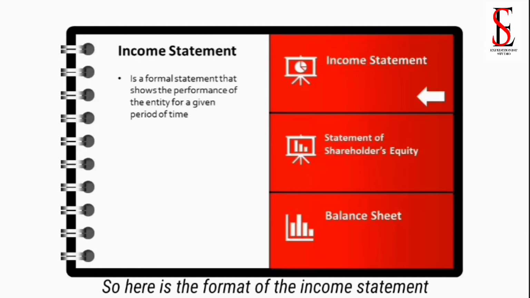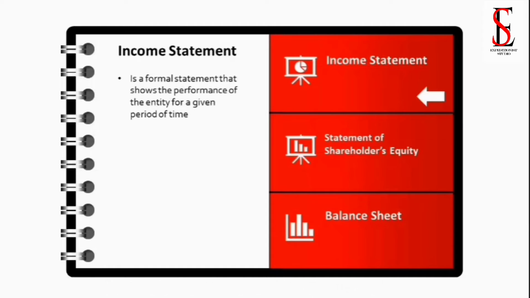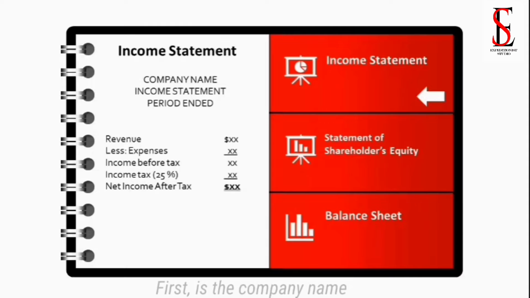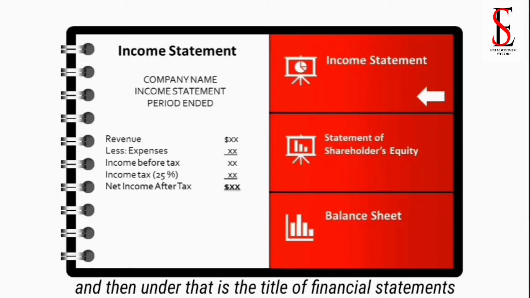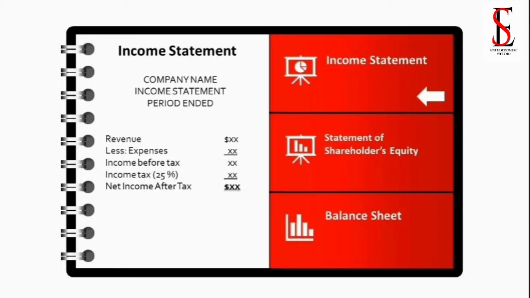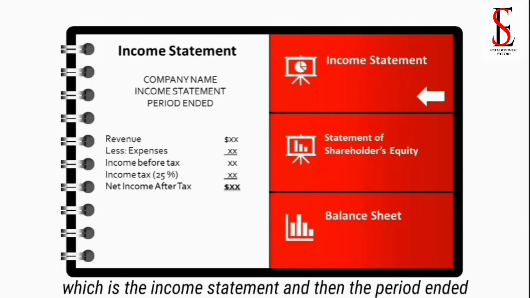So here is the format of the income statement. First is the company name, and then under that is the title of the financial statement, which is income statement, and then the period ended.